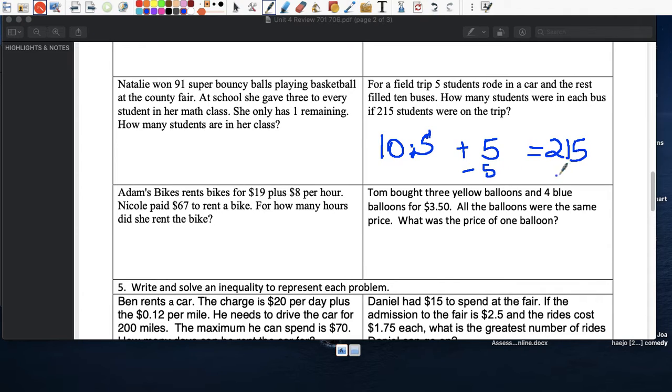Minus 5, we get 10S equals 210. Divide by 10, and S equals 21. So how many students per bus? 21 students per bus.